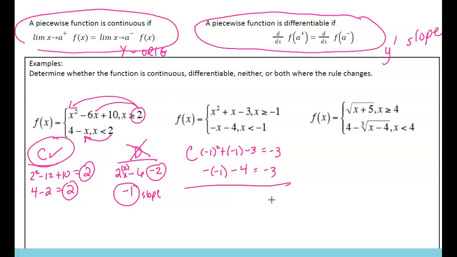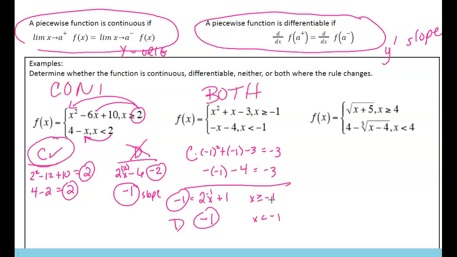For differentiable, we've got 2x plus 1, and we have negative 1. So it's when x equals negative 1. I mean, technically those are still there. So if x is negative 1, we get what? Negative 2 plus 1 is negative 1. And so our derivative values are also the same. So this is continuous and differentiable. So we're going to say both. And I'm going to write this one over here, continuous.